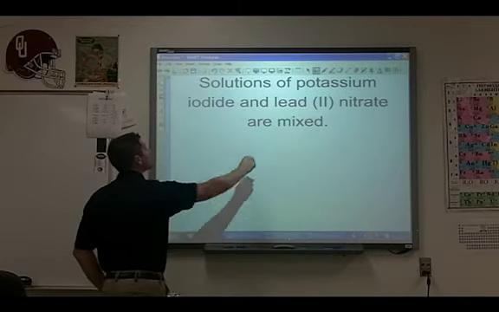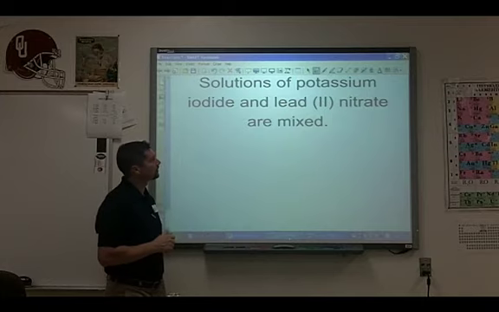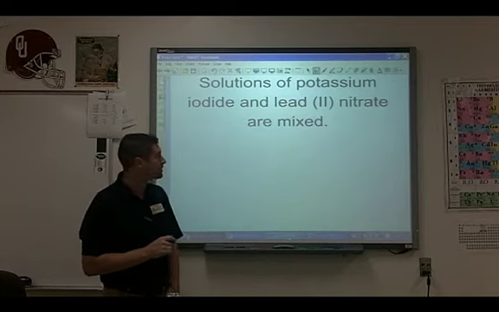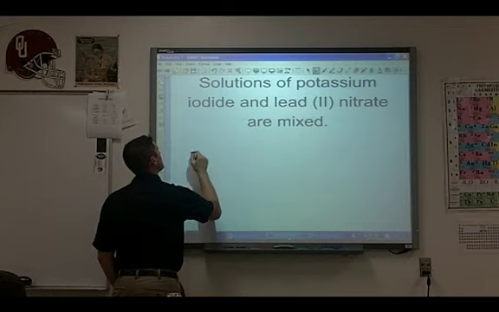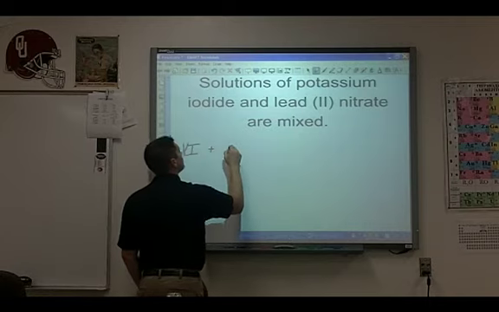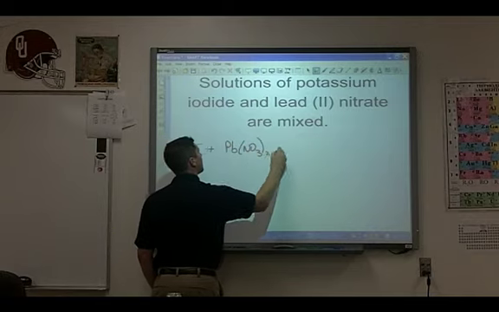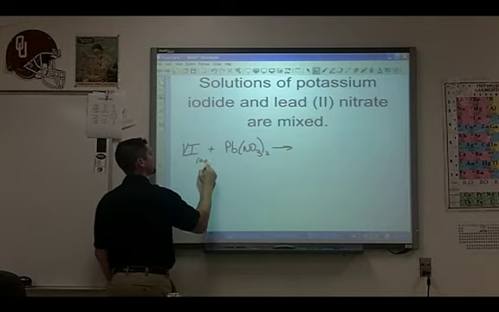Double replacement. Okay. Solutions of potassium iodide and lead(II) nitrate are mixed. Sarah, can you give me the left side? KI plus Pb(NO3)2. Good. And these are both aqueous, correct?